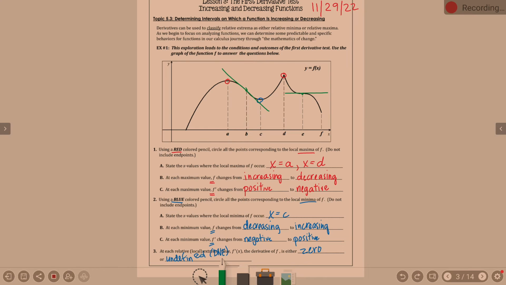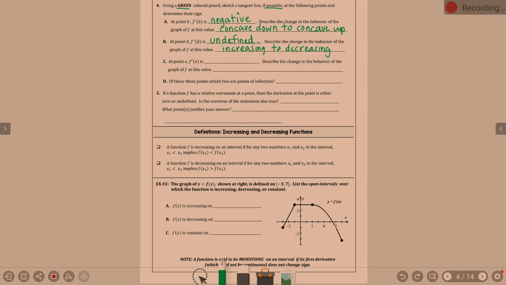Well, can we talk about concavity again? To the left, the curve is facing up. To the right, my curve is facing down. So it changes from concave up to concave down. So the derivative is 0, changing from concave up to concave down.